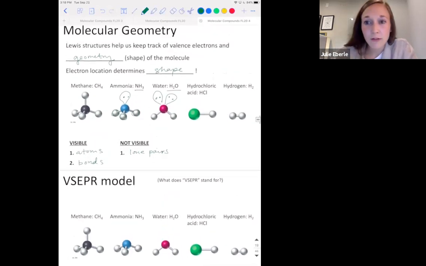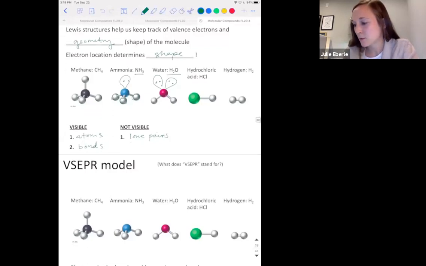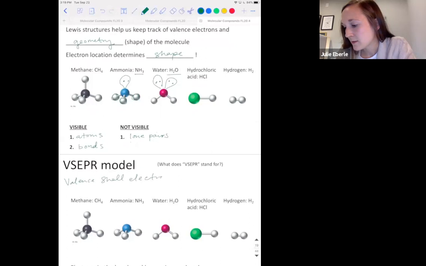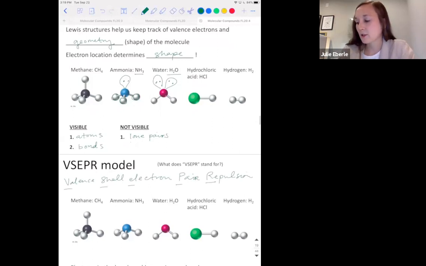This whole thing, the molecular geometry, is summarized by what's known as the VSEPR model. Okay, so what the heck does VSEPR mean? It stands for valence shell electron pair repulsion. All right. Valence shell, electron pair, repulsion.